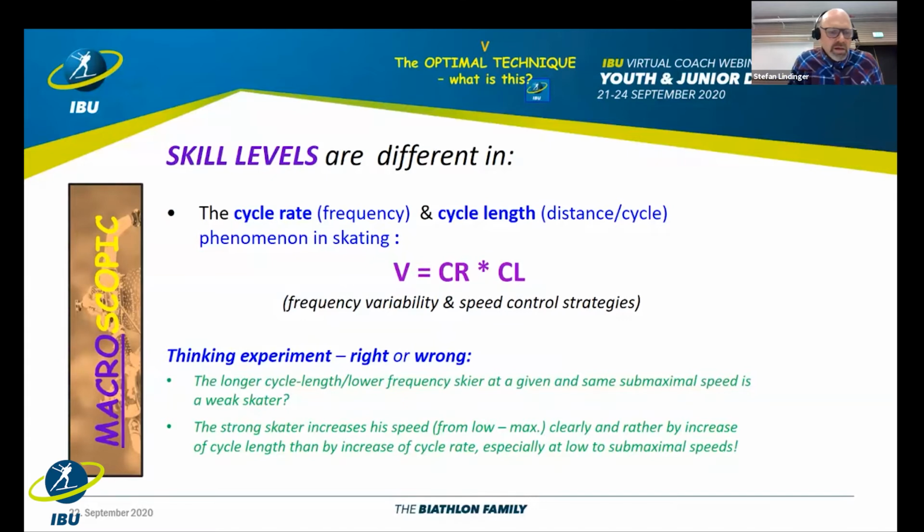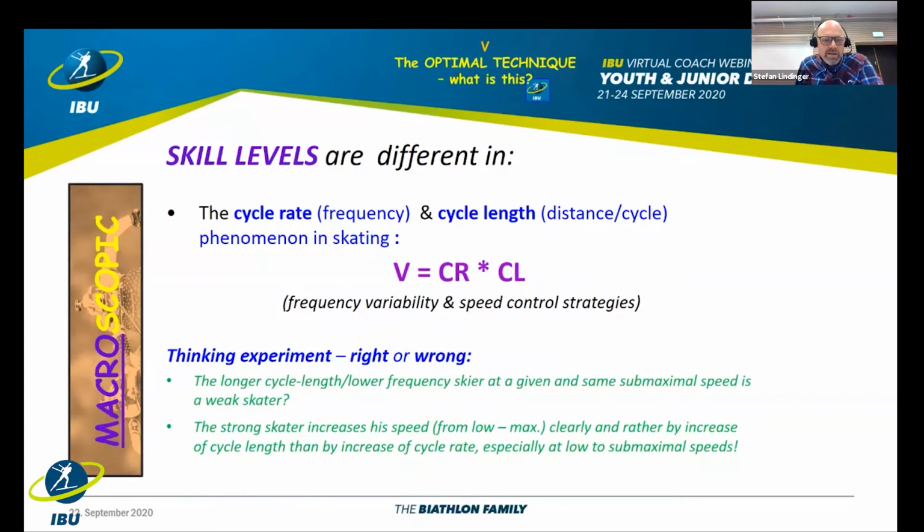So some thinking experiment for you, right or wrong, and it's not to be answered now. I just made here two statements to think about. It's very important for you as a coach to think about those aspects. The first is the longer cycle length, lower frequency skier. So such a typical long cycle length skier at a given speed and same submaximal speed is a weak skater, I say here. Right or wrong.